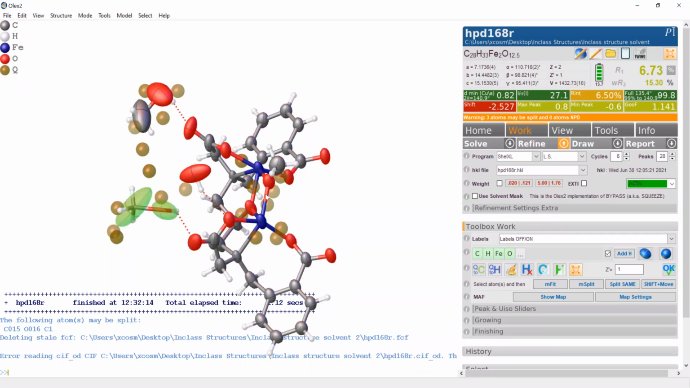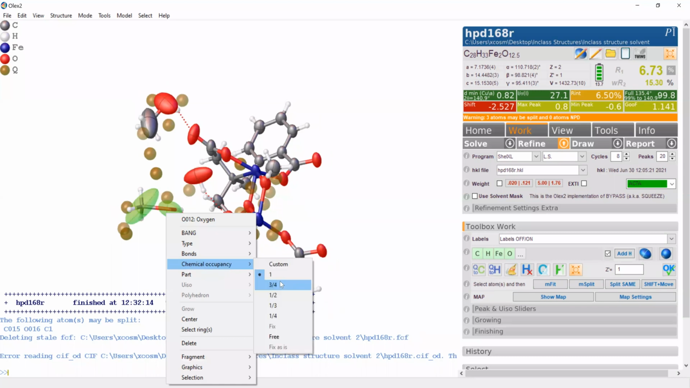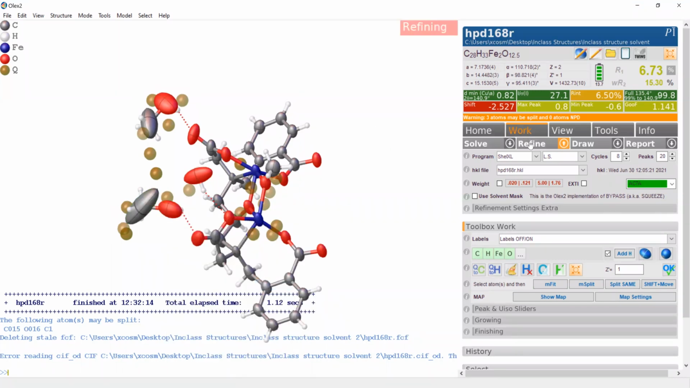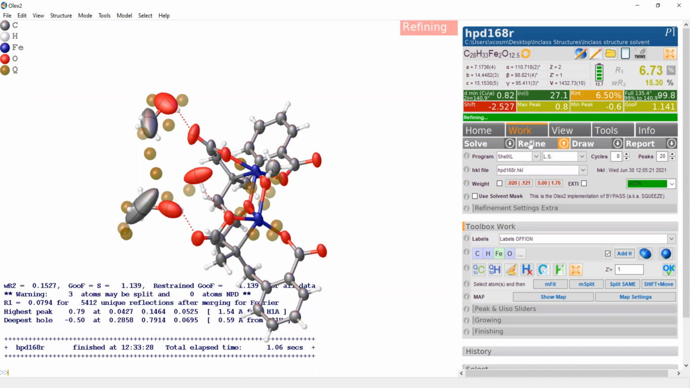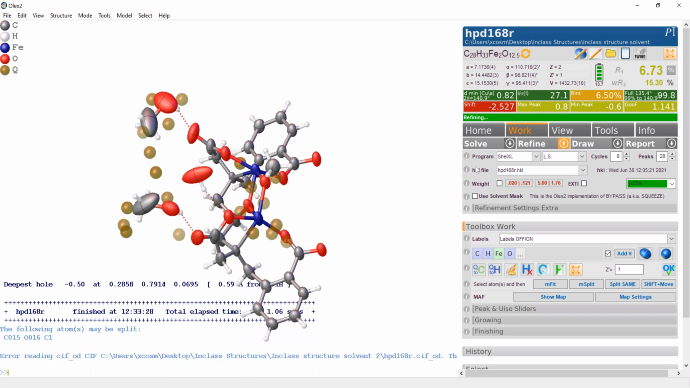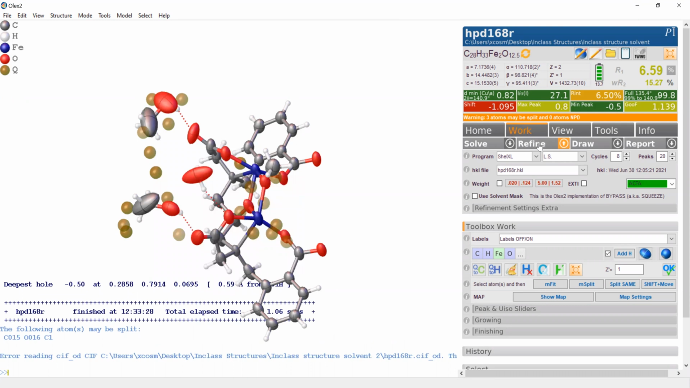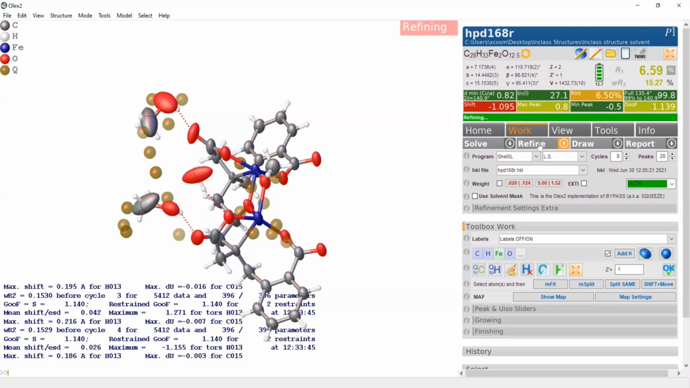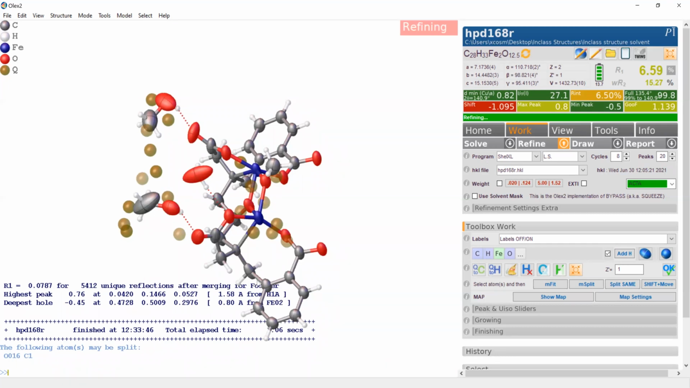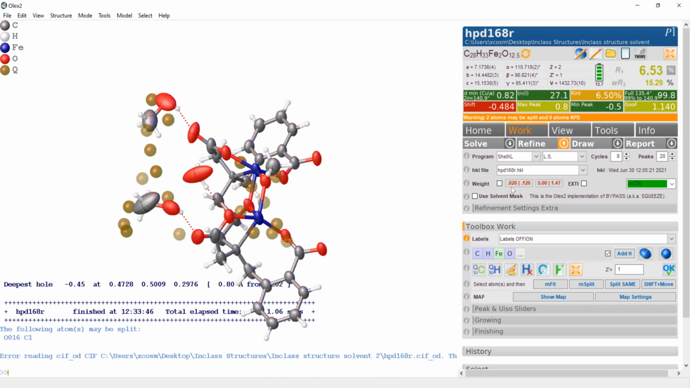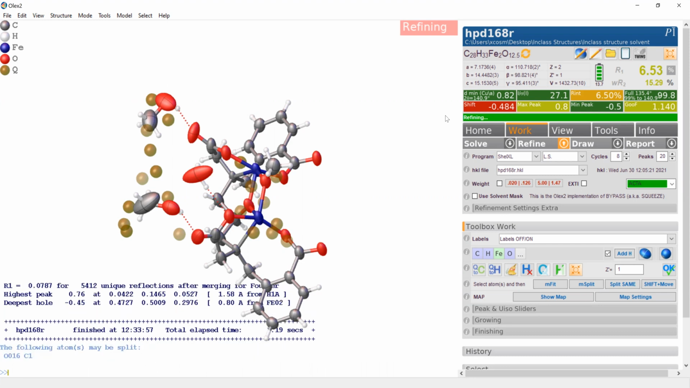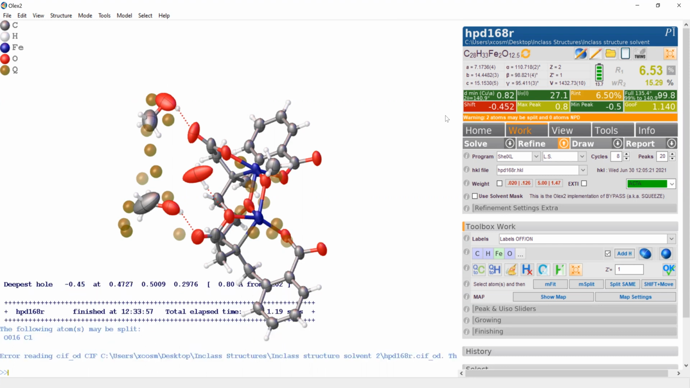Let me just try 75% occupancy. So 75% was agreeable. Let me try 75% for this. Again, this is all just, you've got to try different things, see what helps improve the model. So it liked it at 75%. Let's see if we can get it to converge.